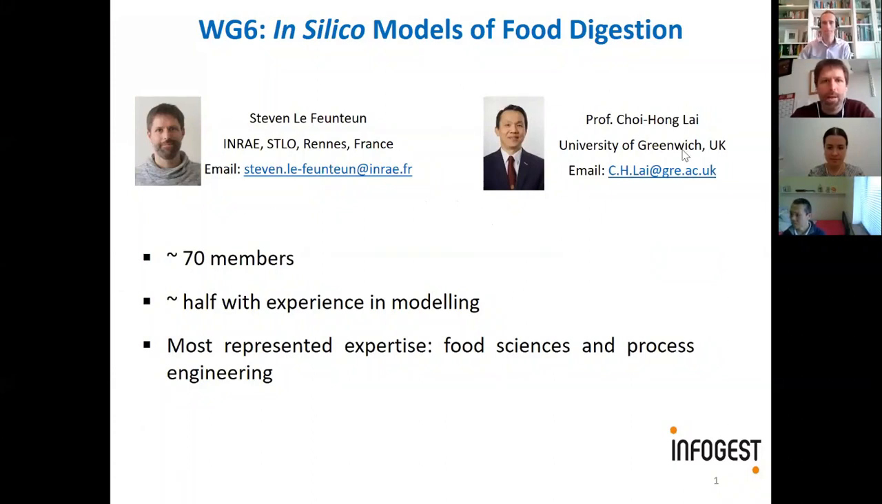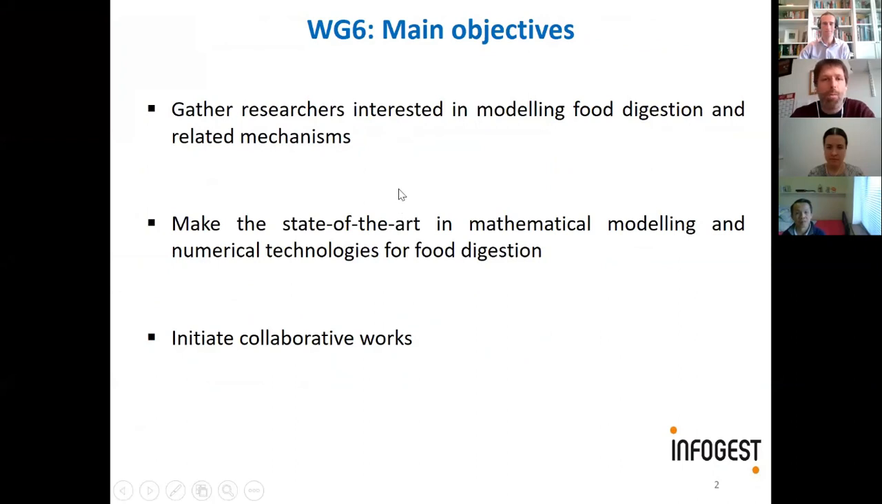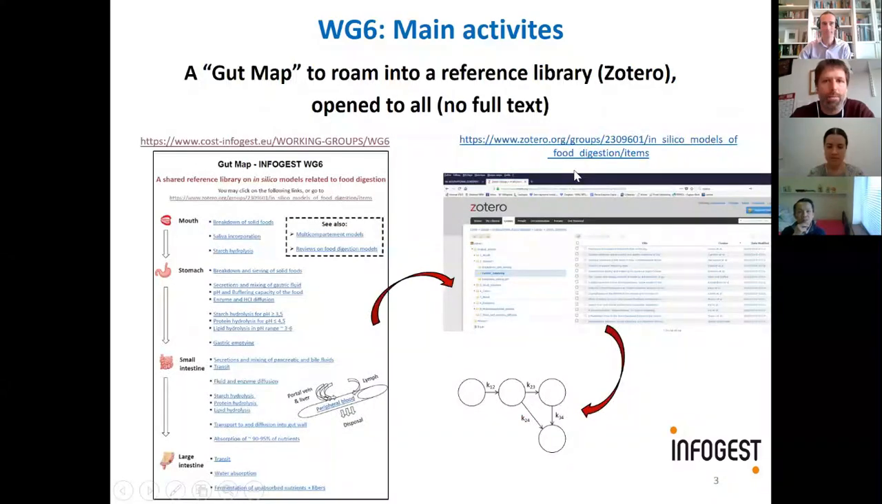So we are leading the working group, myself and Professor Choi Hong Lai. We have about 70 members, half with experience in modeling only. So we are not all modelers, and most of the represented expertise are related to food sciences and process engineering. Our main objective in our working group is to gather researchers interested in modeling food digestion and related mechanisms, to make the state of the art in mathematical modeling and numerical technologies for food digestion, and also try to initiate collaborative works.